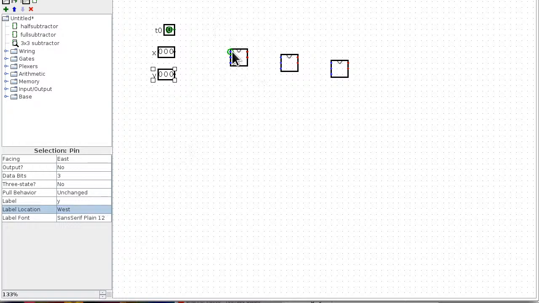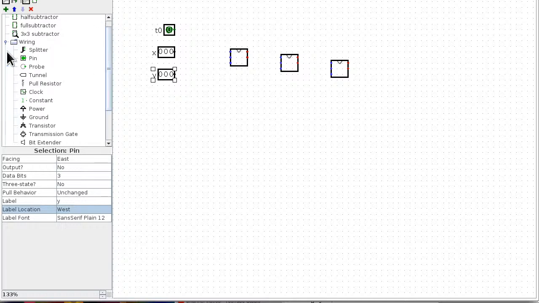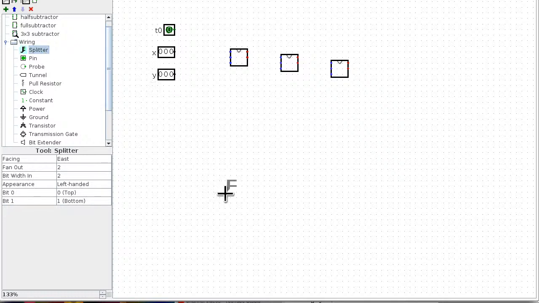But these are all individual bits. Okay, when you look at these ports, they're all individual bits. So there's no way I can just hook up a wire over here. But you guys already know what to do with this, right? Because we just need a splitter to split up all the bits inside the 3-bit pin.